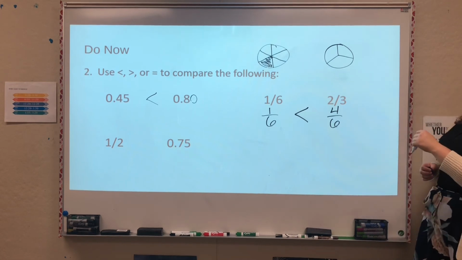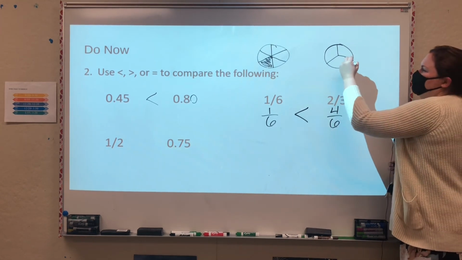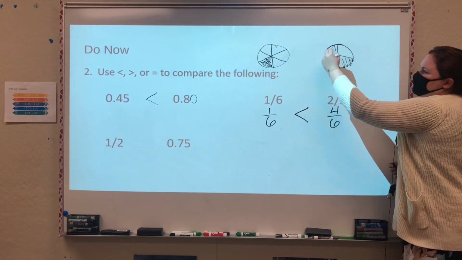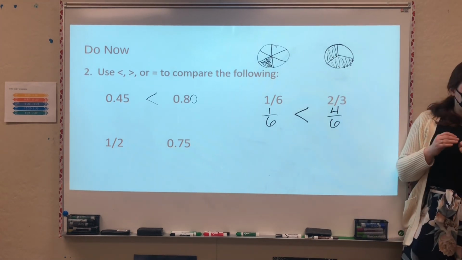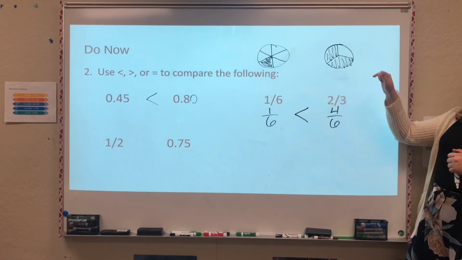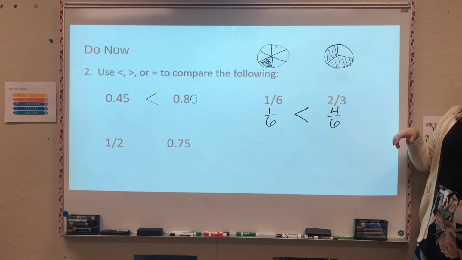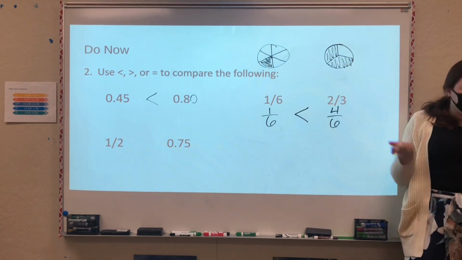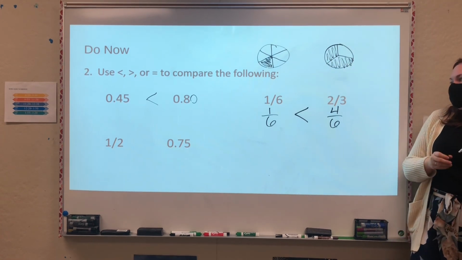Then you shade 2. Shade 1, 2. How does having those pictures help me? To let you know who ate the most pie. I guess. We're sticking with the pie. Who ate the most pie based on those pictures? 2/3. Yeah, we've got more of it colored in.